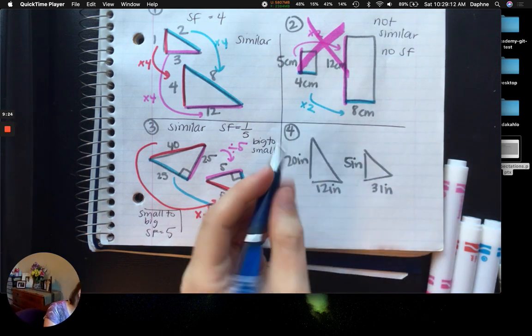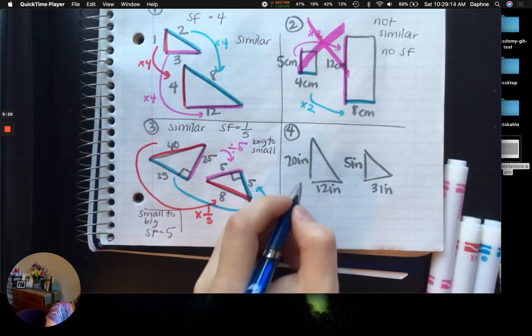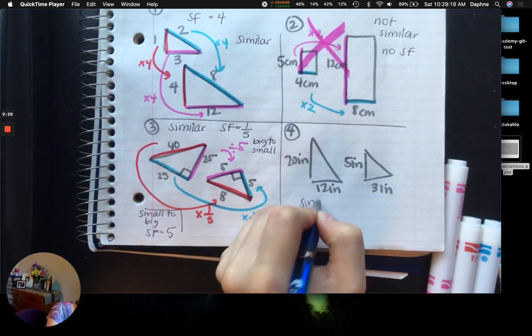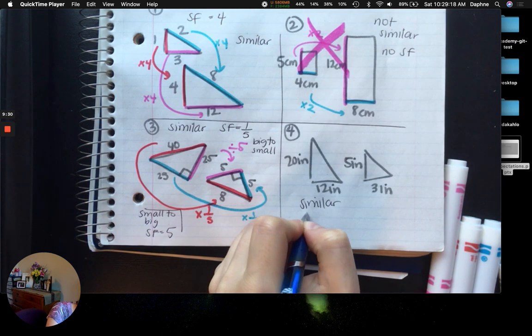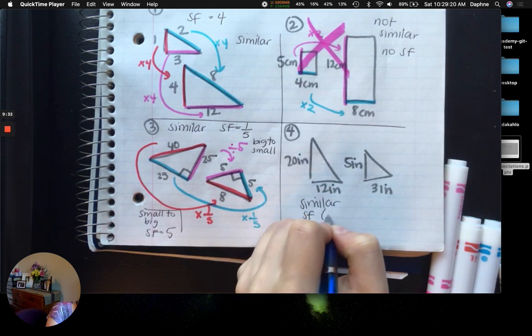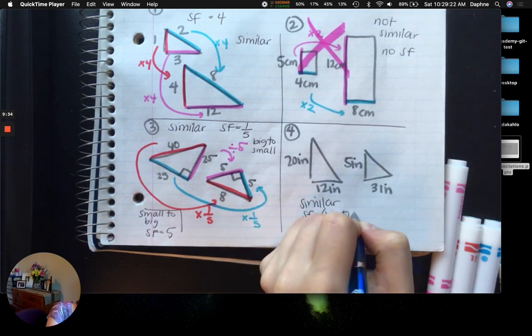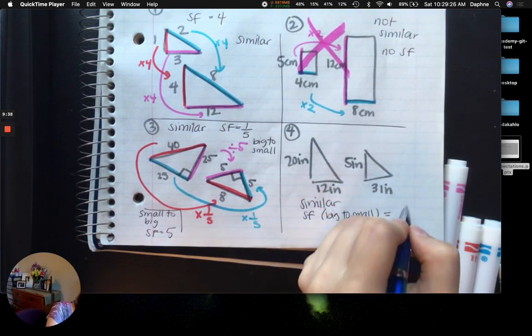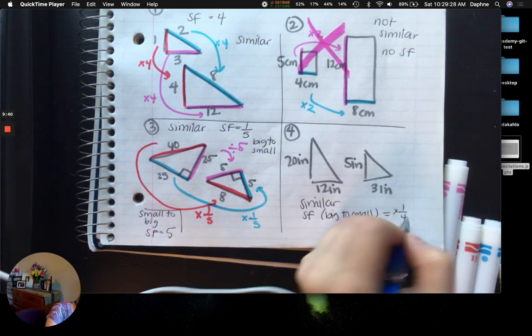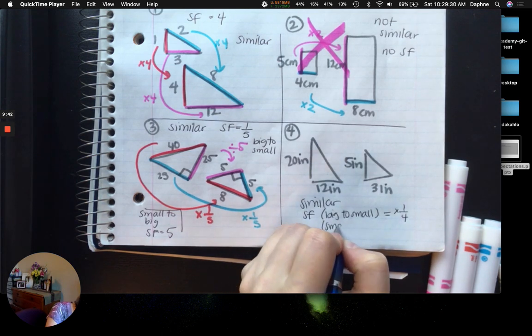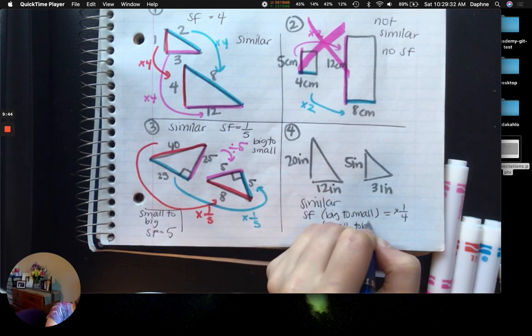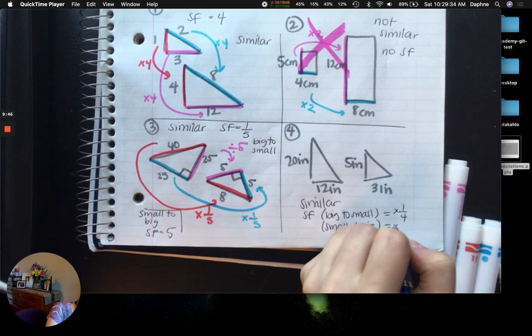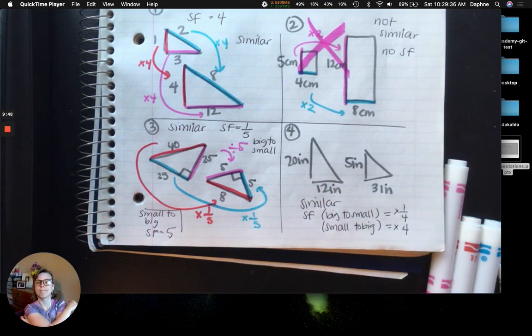Your answer should be yes, they are similar. And your scale factor from big to small is divide by 4, so multiply by 1/4. And if you're going small to big, then you're multiplying by 4. Okay, so that is the end of our notes.